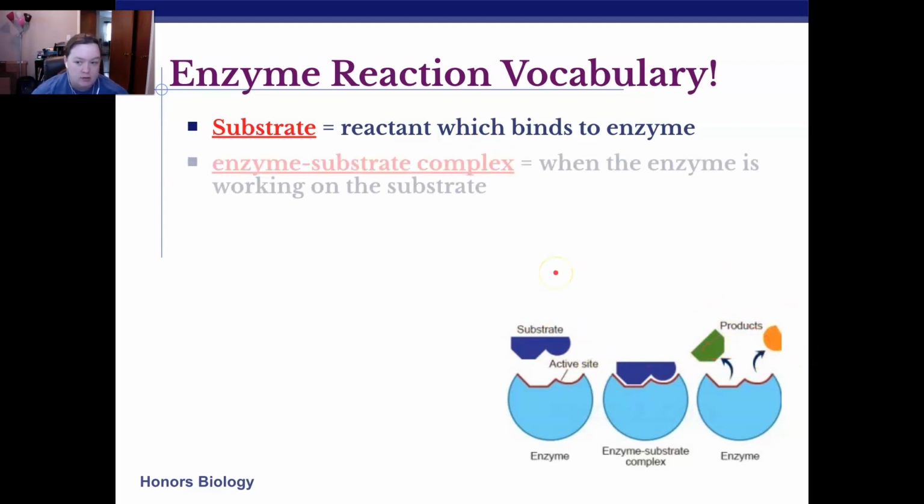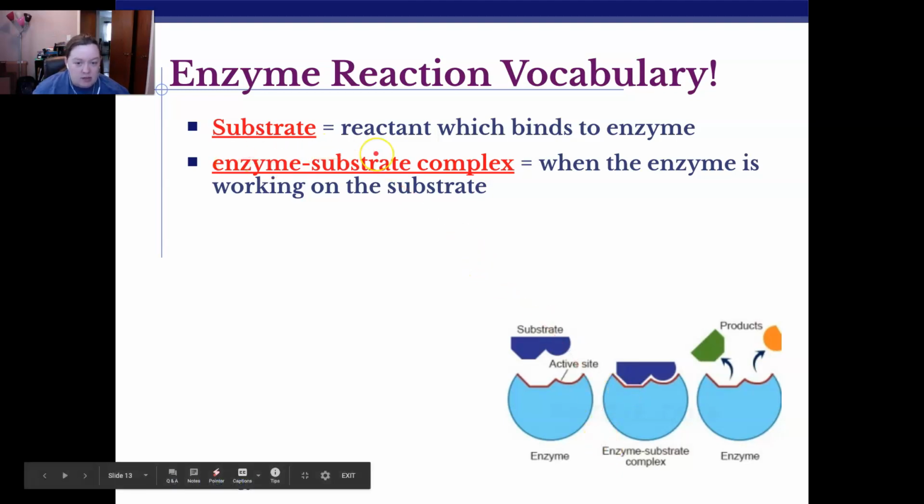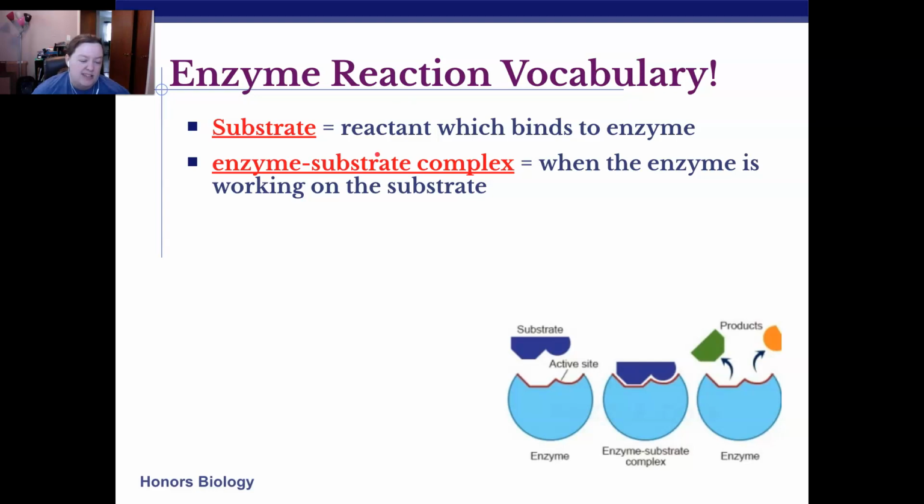to become a product. The enzyme substrate complex is created when the enzyme and the substrate are fit together and just sitting together. So while they are together, it is the enzyme substrate complex. And it gets its name because the enzyme and the substrate are bound together. That's when it's actually doing its job.